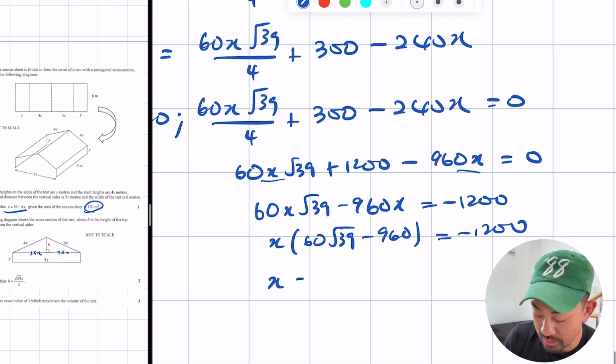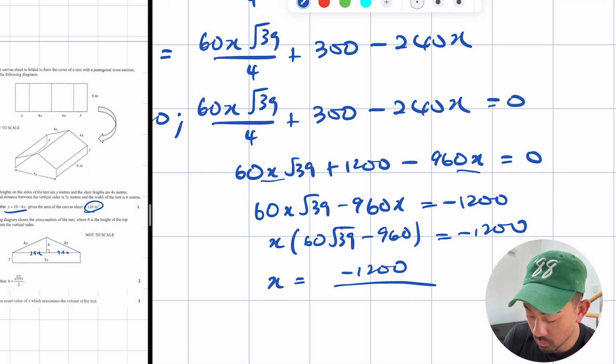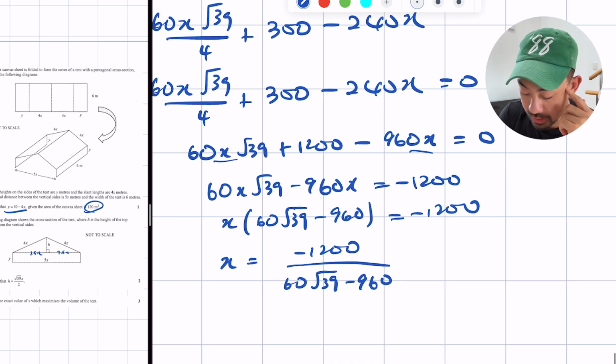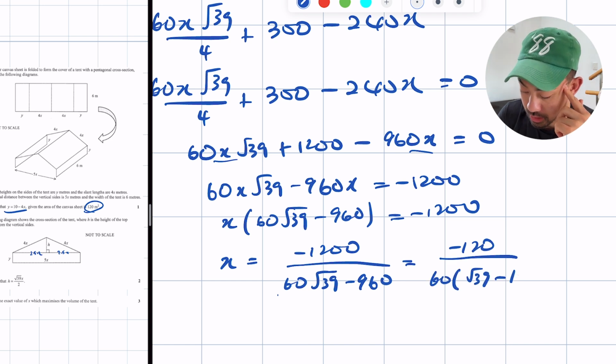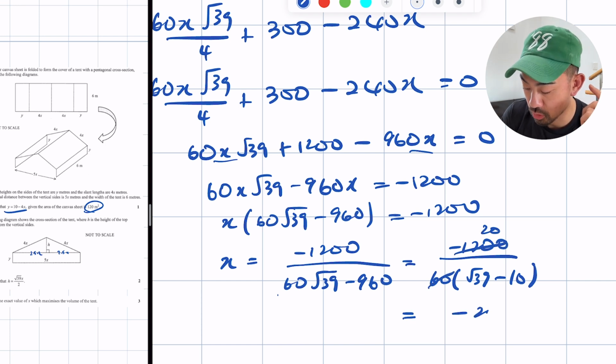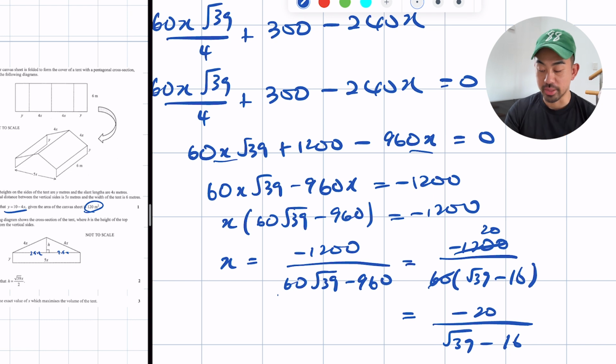Divide through by that stuff in the brackets, which is 60 root 39 minus 960. So we can probably simplify the denominator, right? We've got 60 and 960. If I take out a 60, I should have root 39 minus 16. So 60 goes into 1200 20 times. So that should be x equals minus 20 over root 39 minus 16. Okay, so that is my x value.